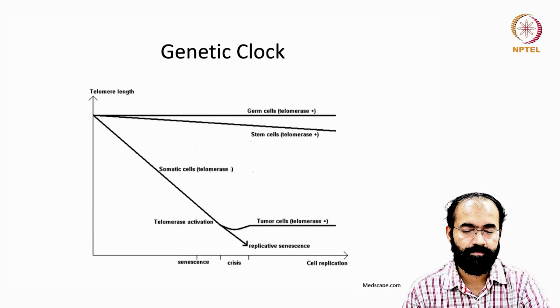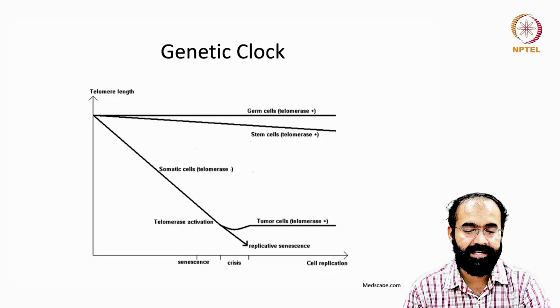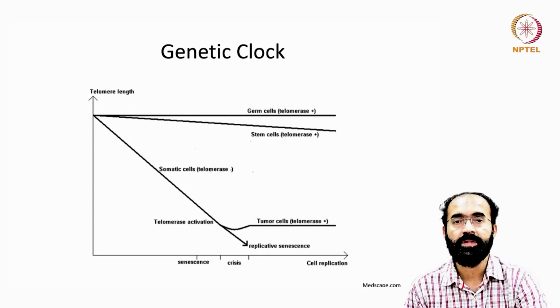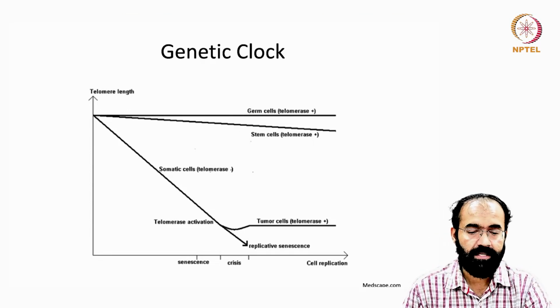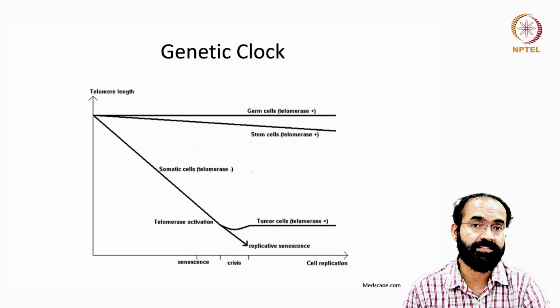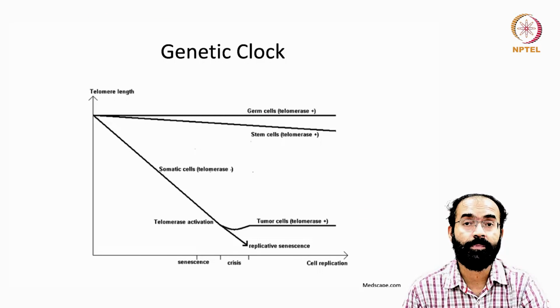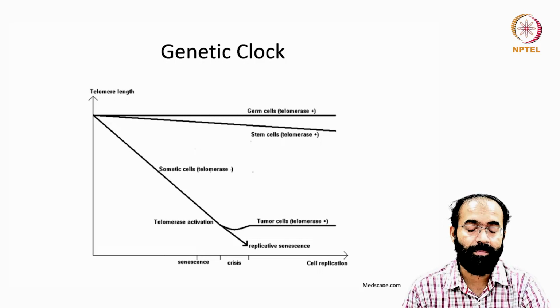But in somatic cells, the telomere length decreases as the cell division continues. The x-axis is the cell replication. In stem cells and germ cells, the telomeric length remains more or less the same throughout the lifespan of the organism. But in somatic cells, meaning body cells, telomerase is absent. Here telomerase is present, here telomerase is present. In somatic cells telomerase is absent, and telomerase absent means the telomeric repeats are lost as the cell division continues.